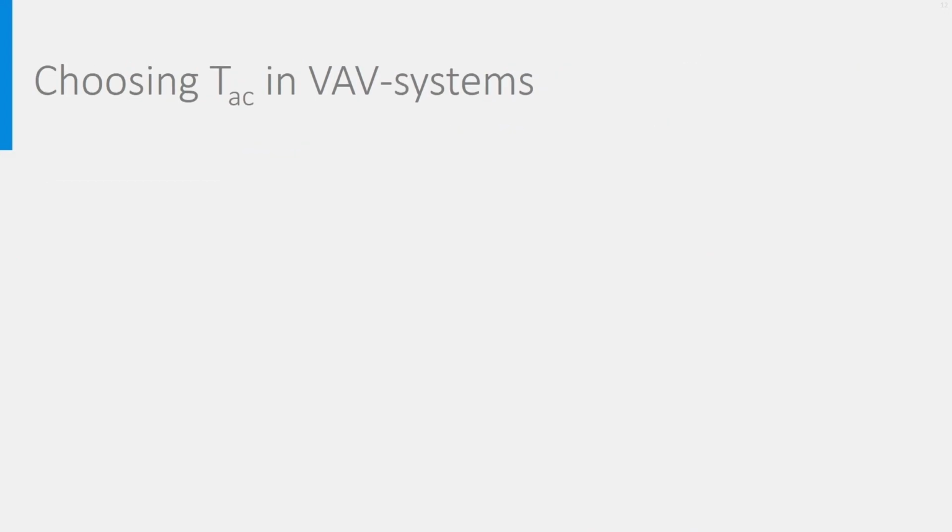So, in a VAV system, TAC is constant. But how constant? This raises the problem of how to choose TAC. Here too, it may be somehow based on trial and error during operation, but some guidelines can be used.